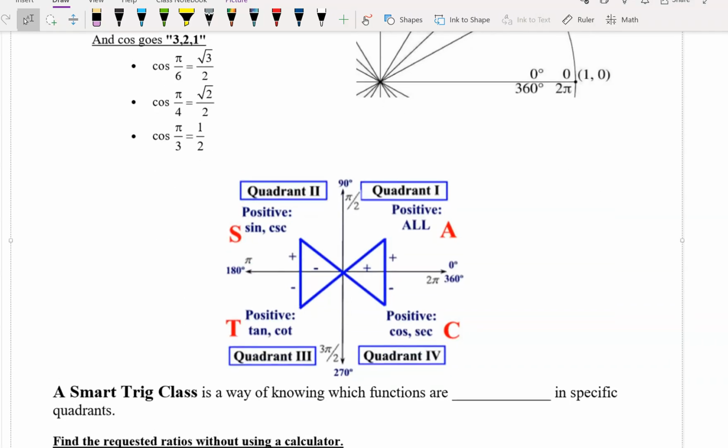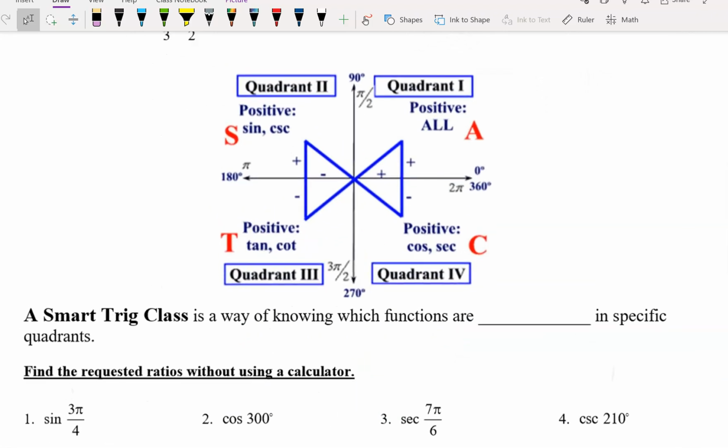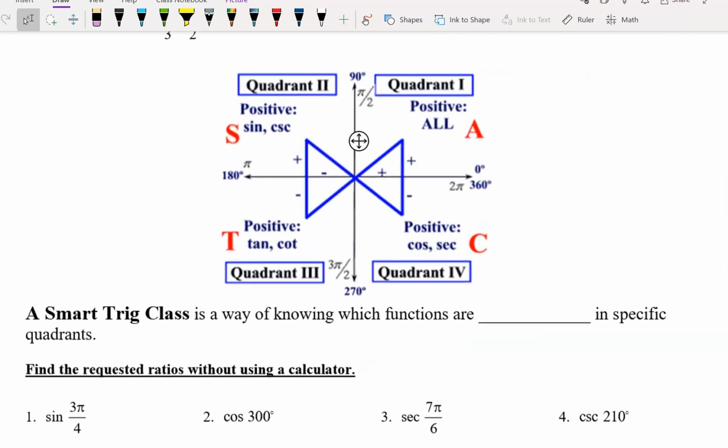All right. And then this A-Smart Trig class is going to be an important little acronym that helps us to know what our signs are going to be, meaning positive versus negative. The A stands for all. All of your trig functions are going to be positive in quadrant 1.